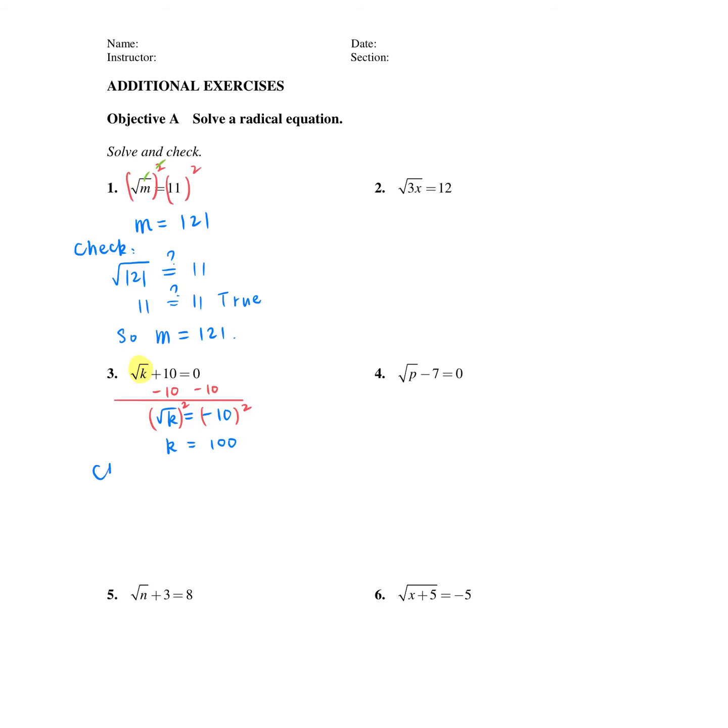Now let's check our answers. Radical 100 plus 10, is it equal to 0? So that is 10 plus 10. Is it equal to 0? Apparently it's false. So in this case, we will say no solution. Sometimes you will get an expression that will not equal the other side, like this one. Therefore, our conclusion will be no solution. So that's why it's very important to always check your solution to a radical equation.